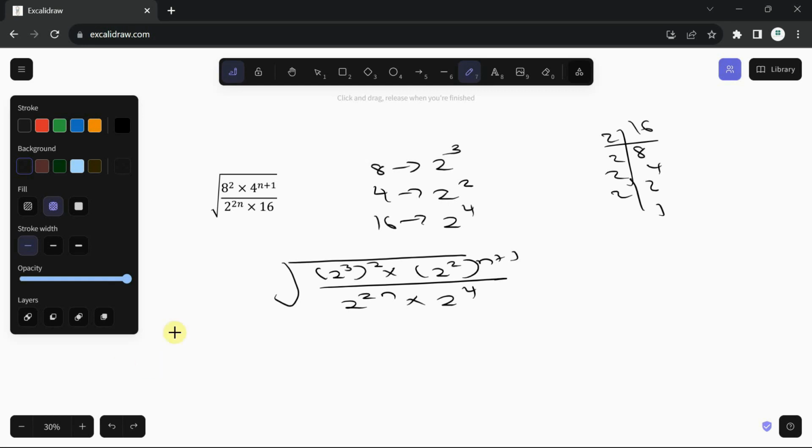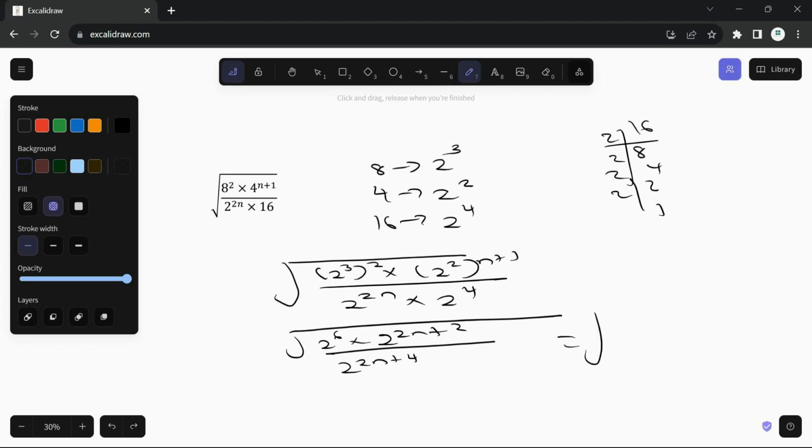And I can simplify before I go further. That would be 2 raised to the power of 3 times 2, which is 6, times 2 raised to the power of 2 times n is 2n, 2 times 1 is 2, plus 2, all over 2 raised to the power of 2n plus 4, right? Based on the law of indices. Also, based on the law of indices, I can rewrite it and say this is 2 raised to the power of, since this is 2, this 2, this 2, so that would be 6 plus 2n plus 2. Then because there's a division, that will be minus what?